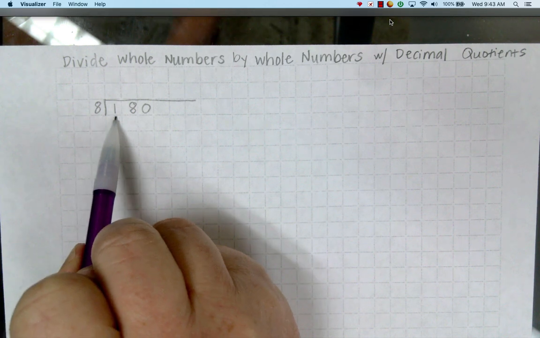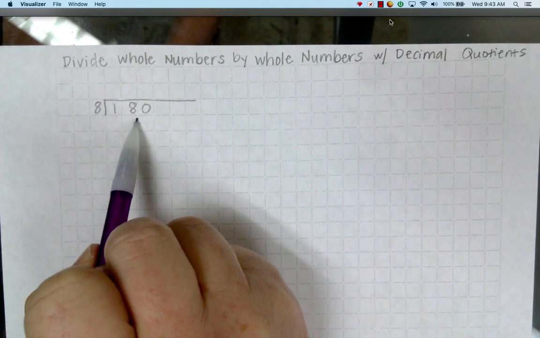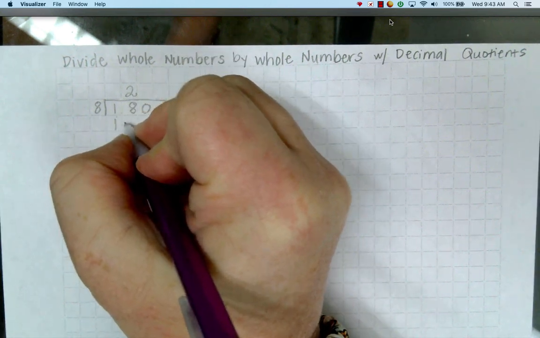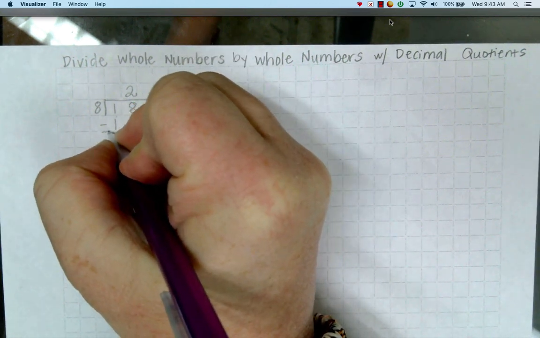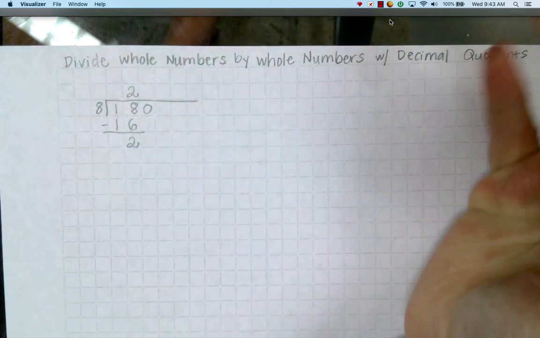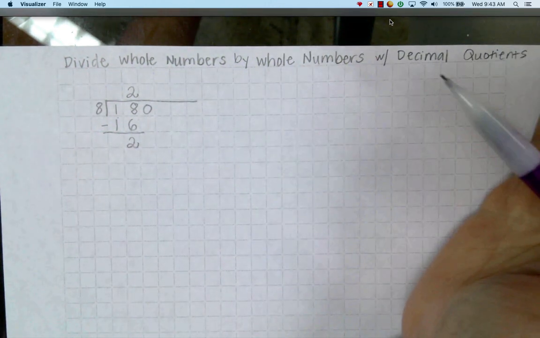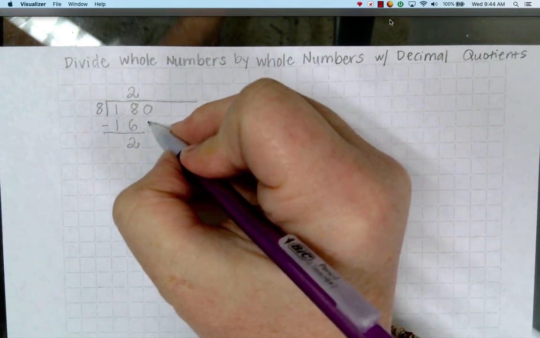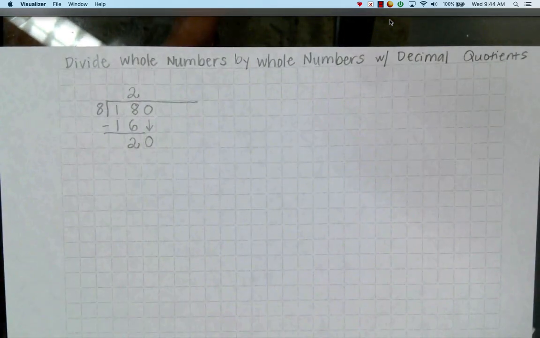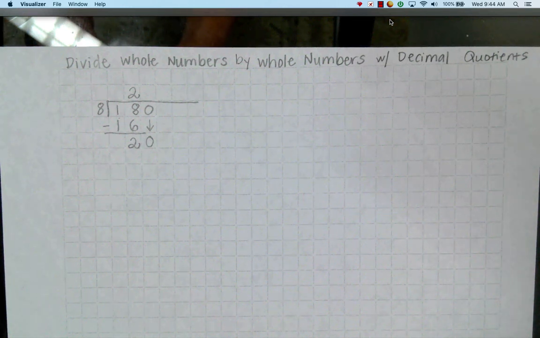Now, 8 cannot go into 1, but it can go into 18 2 times. So 2 times 8 is 16. 18 minus 16 is 2. Okay, and remember from our notes, just with division from the other day, we're going to bring down my 0, bring down the next digit in your problem. Okay, the next digit in your dividend. Use the words, Ms. Collins.